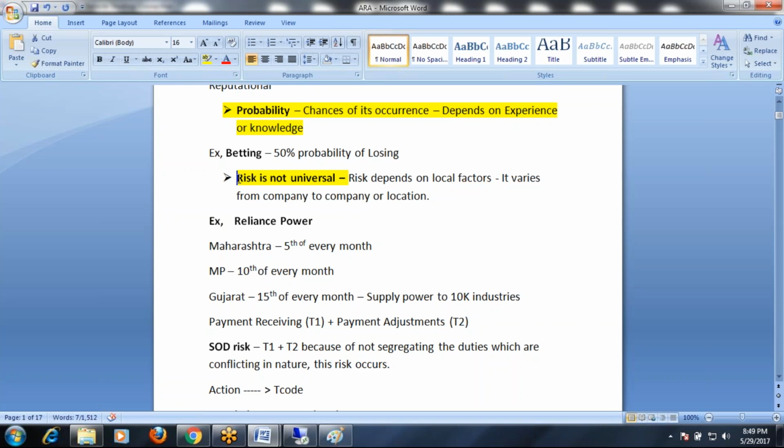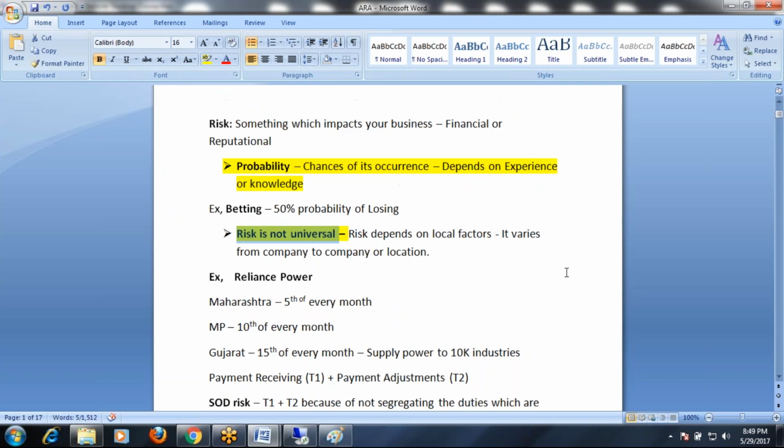So understood the concept? Risk is not universal. Some companies may accept it, some companies may not accept it, depending on the local factors. Yeah. So before I move ahead, any doubts so far?